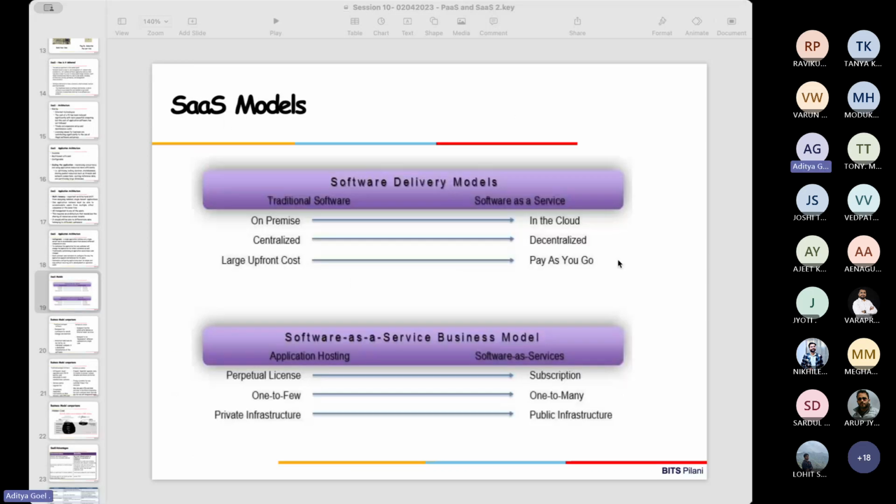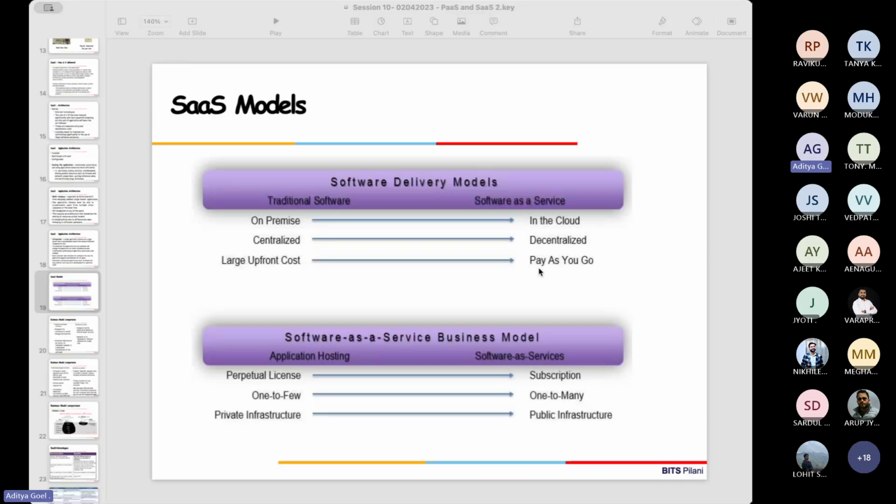Now, SaaS models, software delivery models: traditionally they were on premises, whereas the SaaS delivery model is in the cloud. The traditional delivery model is mostly centralized, and the SaaS delivery model is mostly decentralized. The traditional delivery model has a large upfront cost, whereas SaaS is based upon the pay-as-you-go model.